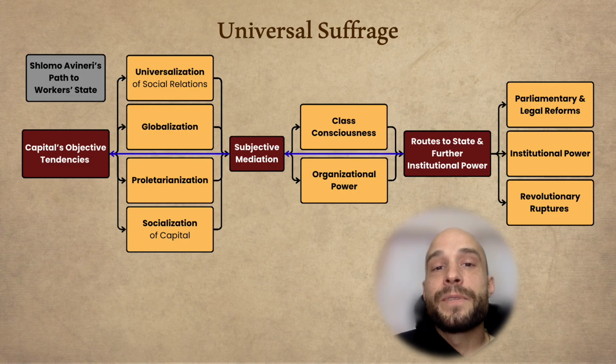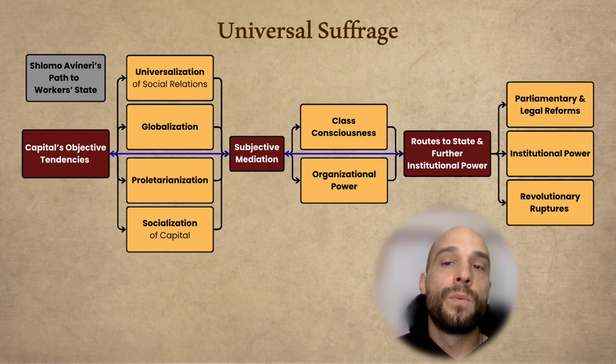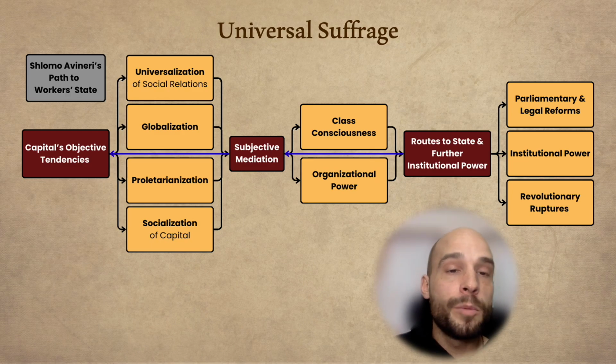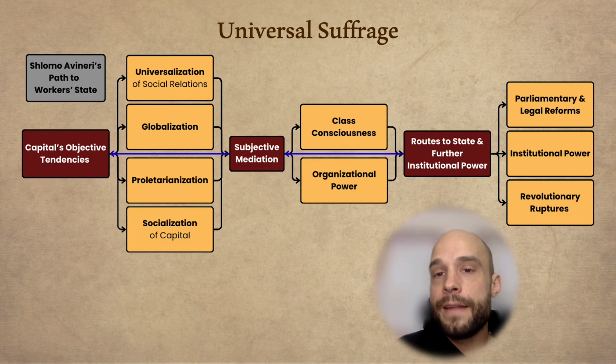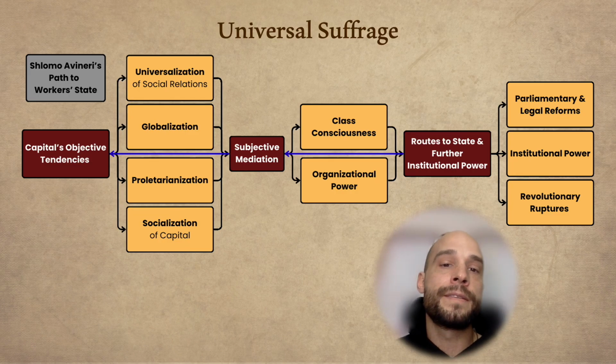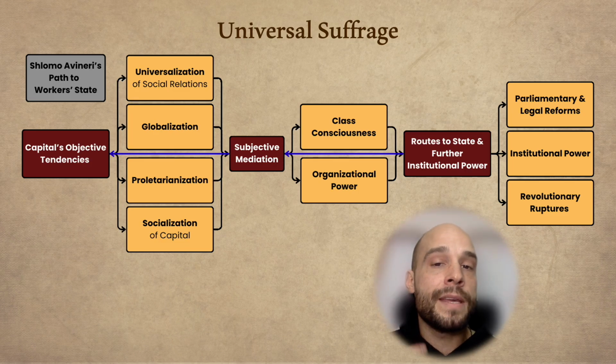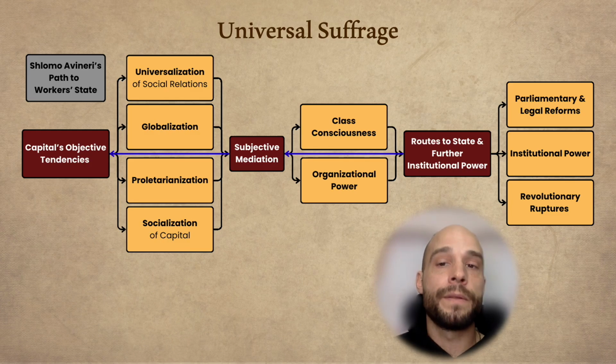So I made this diagram so that we can visualize Avineri's path to a worker state that we just explained in detail. But let's summarize before moving on. Like a good materialist, Avineri begins with the material reality in the present: capital's objective tendencies, the universalization of social relations, globalization, proletarianization, and the socialization of capital. These tendencies give rise to class consciousness embedded in material institutions, which then dialectically turn back on and subjectively mediate our material reality, particularly capital.